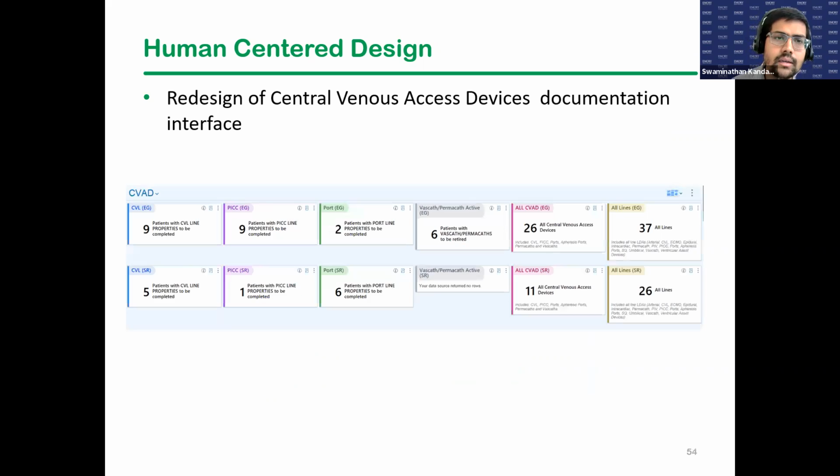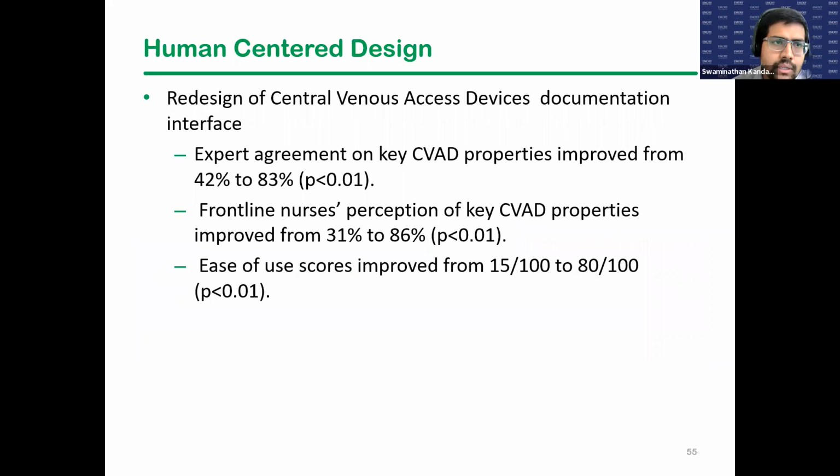Then the people who have knowledge about the lines, who can verify and see the line to see what it looks like, can go through a list of all the patients for whom there was incomplete documentation. They can create the documentation that is necessary for further care. And by doing this, we were able to improve expert agreement on what the properties are.